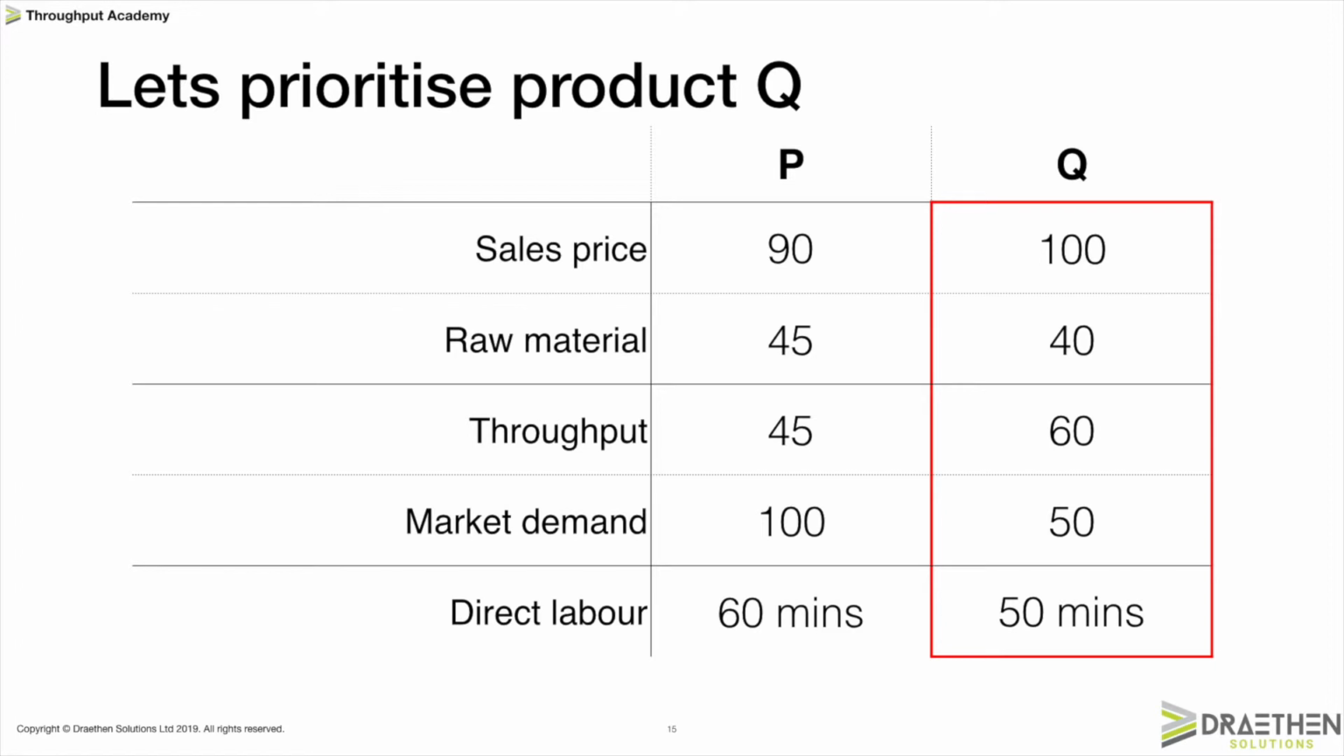So it's very clear from the data we should prefer to use the capacity available on the blue resource during the week to produce as many, if not all, of the demand for product Q. It has a higher selling price, lower raw material cost, higher throughput per unit, and requires less effort to produce. It's a no-brainer. So we produce as much of the demand for product Q as possible, and only then will we switch to produce product P, and only if we have time remaining.